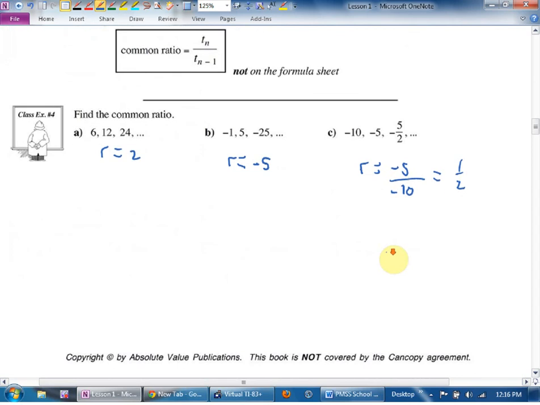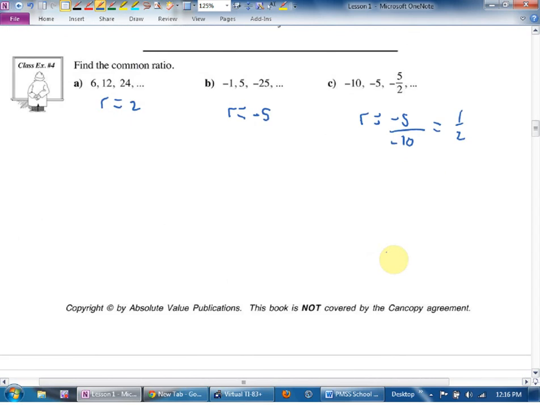Here's one they love to do. Put a little D before you turn the page. I like this question.